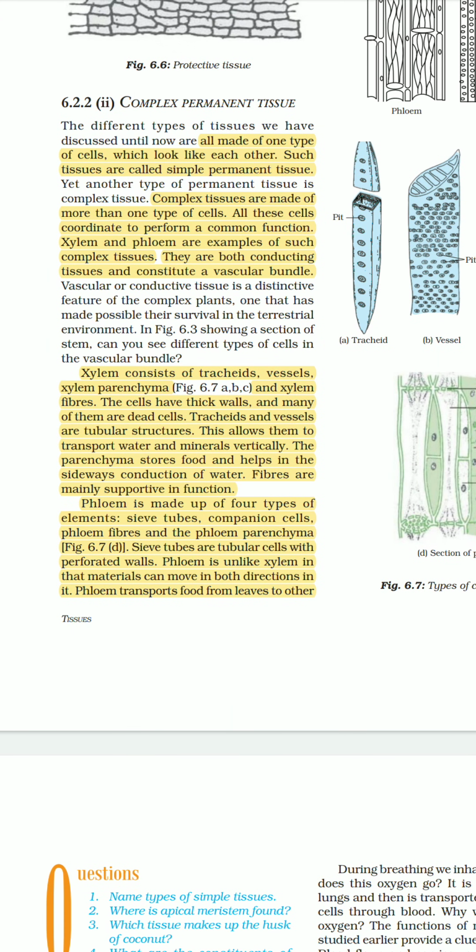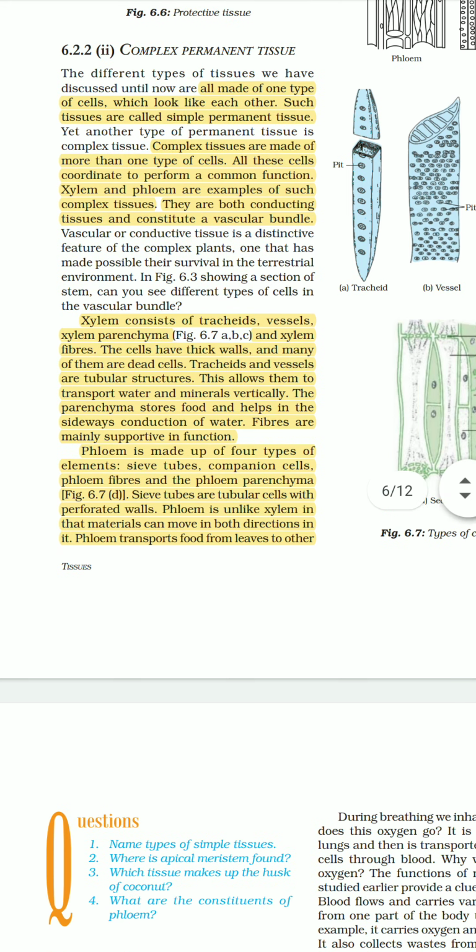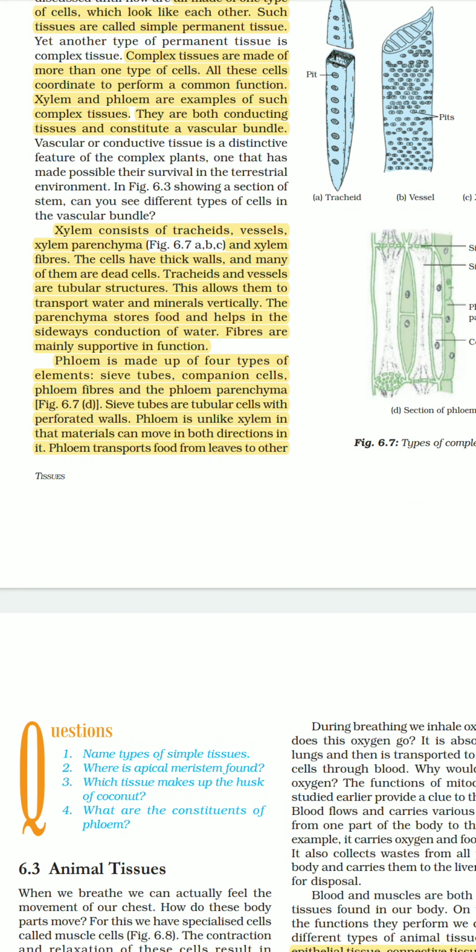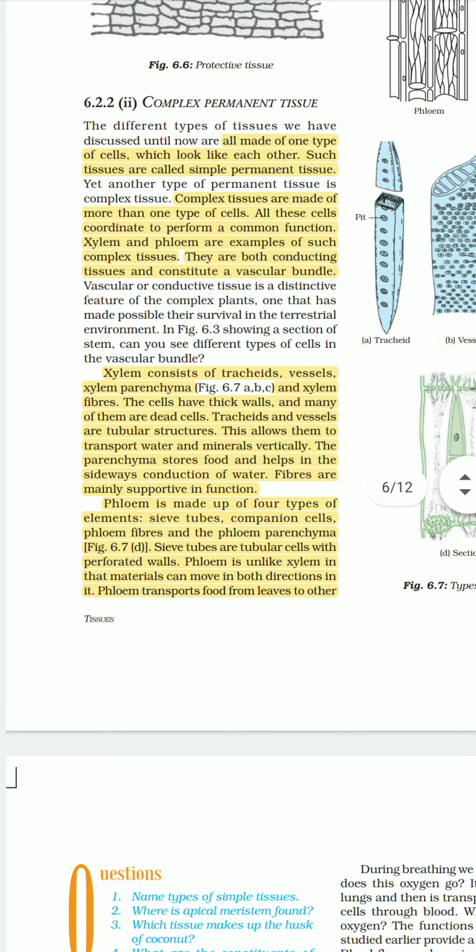Then xylem is made up of four types of elements. Out of that, three are dead and one is living. In case of phloem, out of four, three are living and one is made of dead cells. So these are all the main differences between xylem and phloem, and it is also very important from the exam point of view. So you have to learn it and write it in your notebook, the differences between xylem and phloem.